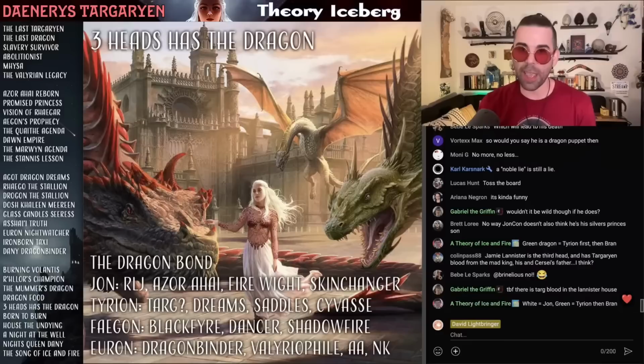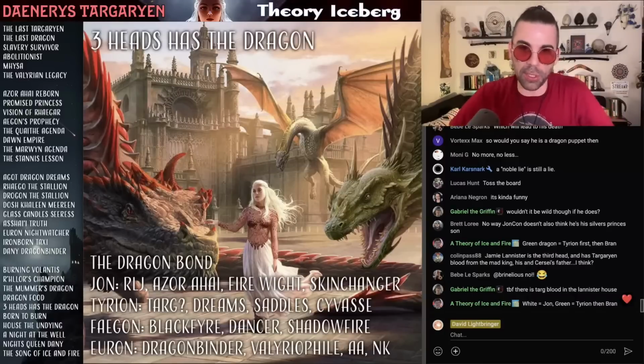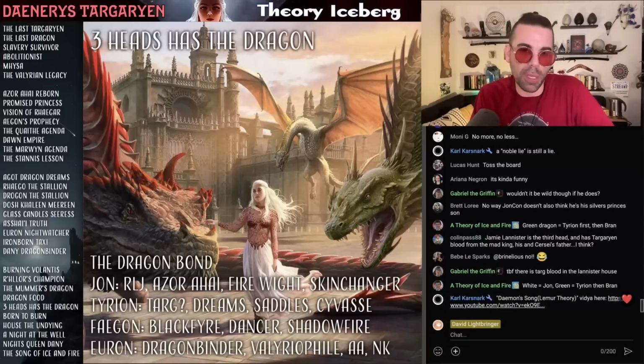So when Daemon is singing to Vermithor, there's a line that says, "two heads to a third sing." It's like, well, what's the third head they're singing to? That would be the spirit inside the dragon. And I love this theory. I think it's pretty solid. I think lemur theory backs it up. But today we're just talking about who are going to be the riders.